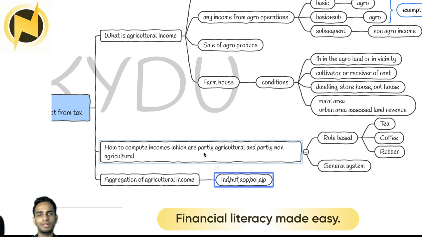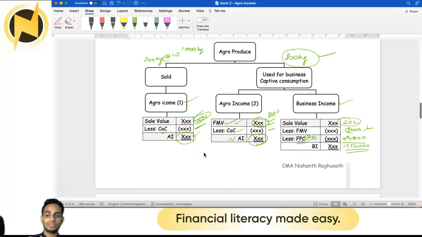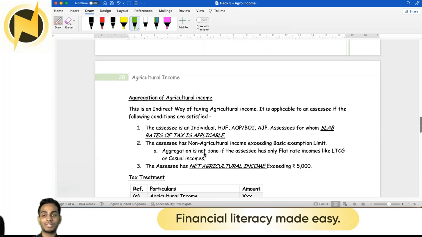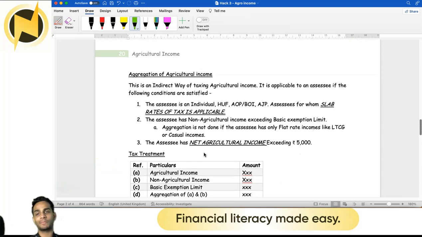Now what do they have in common? These are people who are not taxed under flat rate of incomes. These are people for whom slab rates are applicable. So only for them. Let's check what is the special treatment for them and finally wind up this video. So aggregation of agricultural income is an indirect way of taxing agricultural income. It is applicable to an assessee if the following conditions are satisfied.